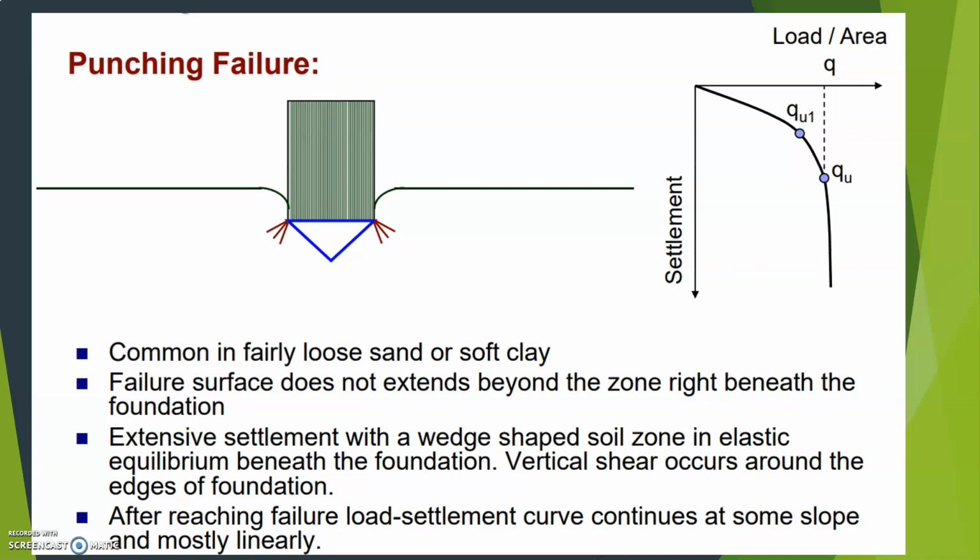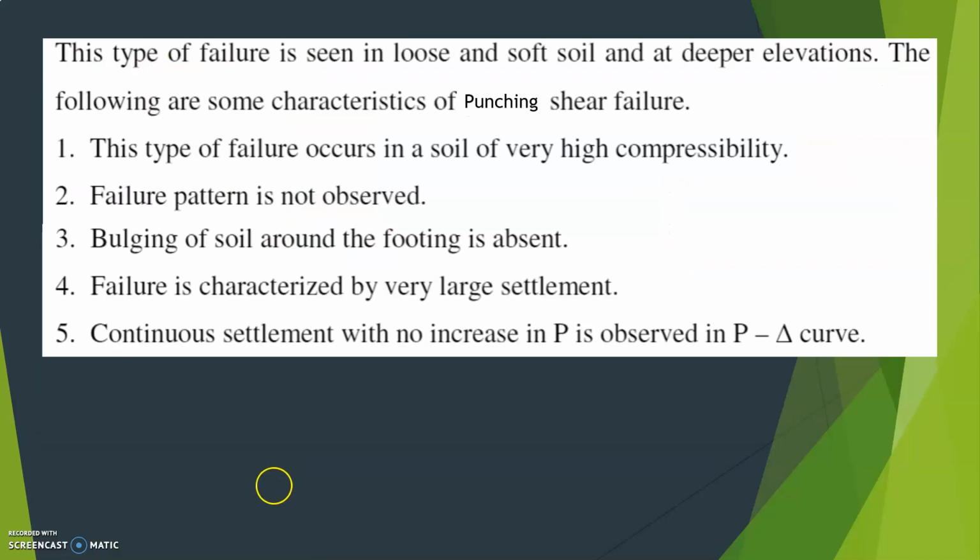The failure surface, which is vertical or slightly inclined and follows the perimeter of the base, never reaches the ground surface. There is no heaving of the ground surface away from the edges and no tilting of the footing. Relatively large settlements occur in this mode. The ultimate bearing capacity is not well defined. So these are some of the characteristics of the punching shear failure.